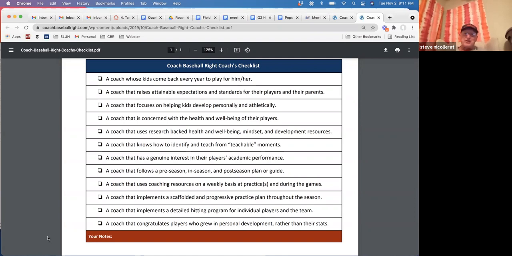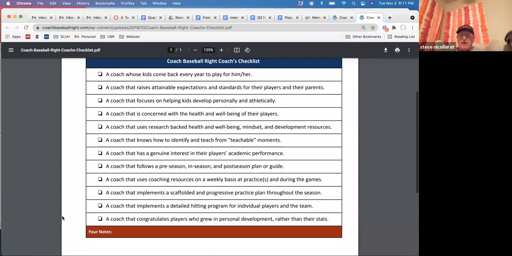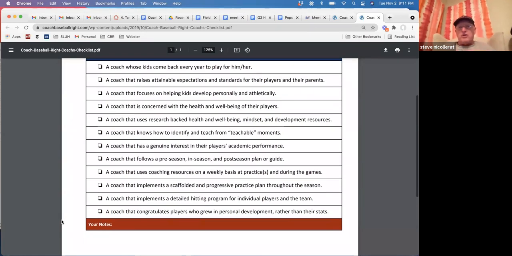This one here, this is a big one. A scaffold and progressive practice plan. Hey guys, that means that the base running you do at the first practice will be much different the third practice and much different the fifth practice as you continue to develop your team.